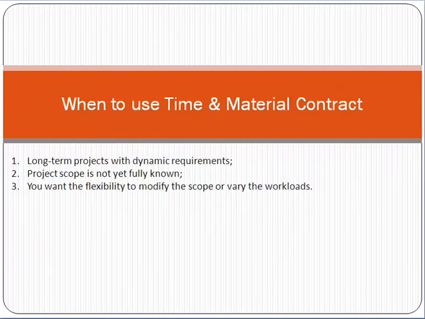Here, friend, when do we have to use the time and material contract? Normally, if the projects are very long term, for example 1 year, 2 years, these types of project must use the time and material contract, where the scope is not very clear. Just take the example of website development. You know that the requirements are changing again and again. In these types of contract, we should use the time and material contract, where you want the flexibility to modify the scope and vary the workload. These types of contracts should always use the time and material contract.